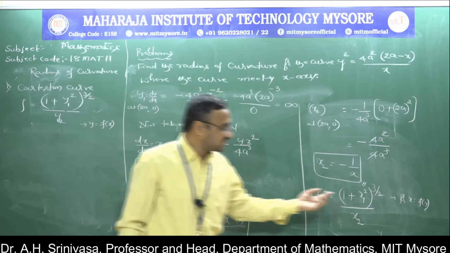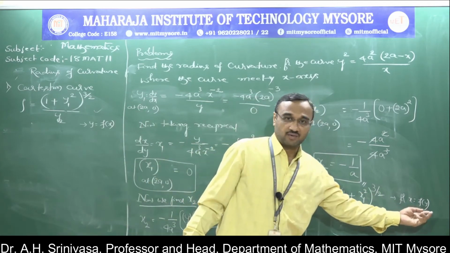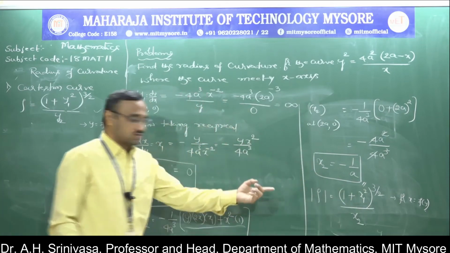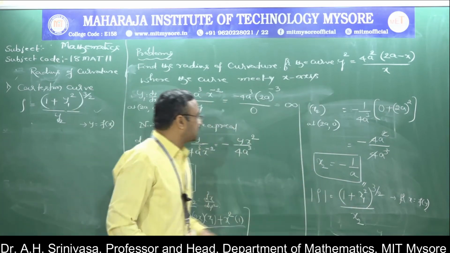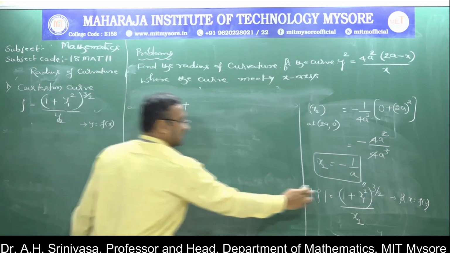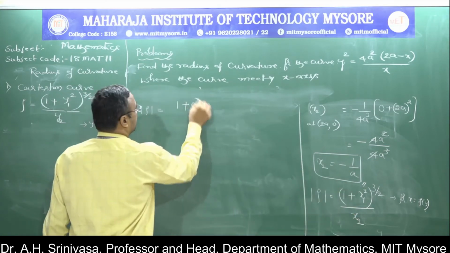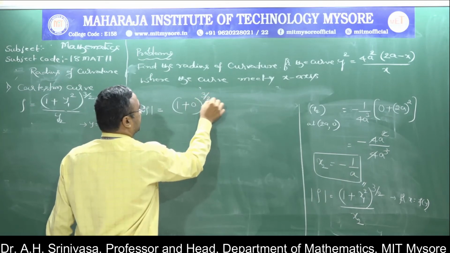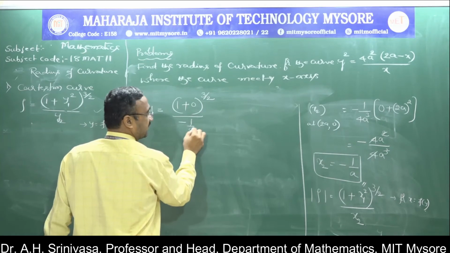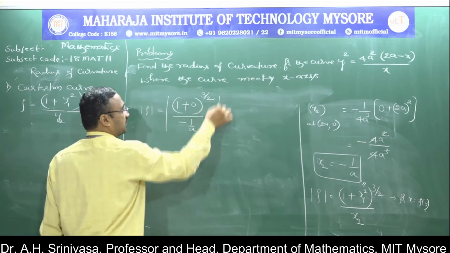So then the curve will be changed in the form of x equal to f of y. Is it clear? So then what the obtained value, we have to substitute. Here you get the absolute value rho should be equal to 1 plus the value of x1, which is 0, then whole to the power of 3 by 2, then whole divided by x2 value, which is minus 1 by a. It is an absolute value.